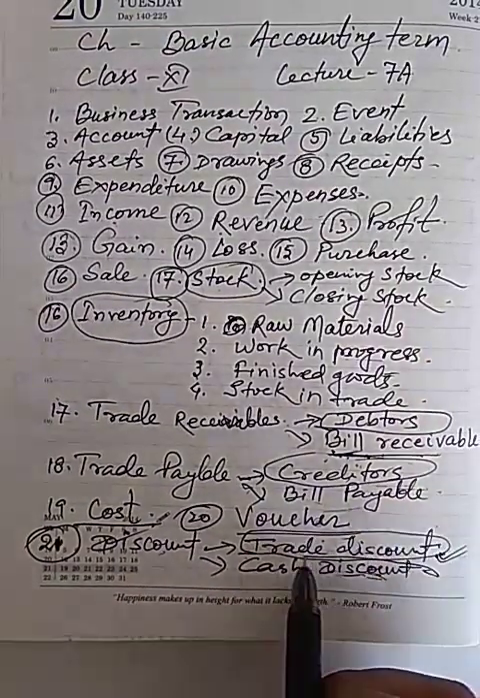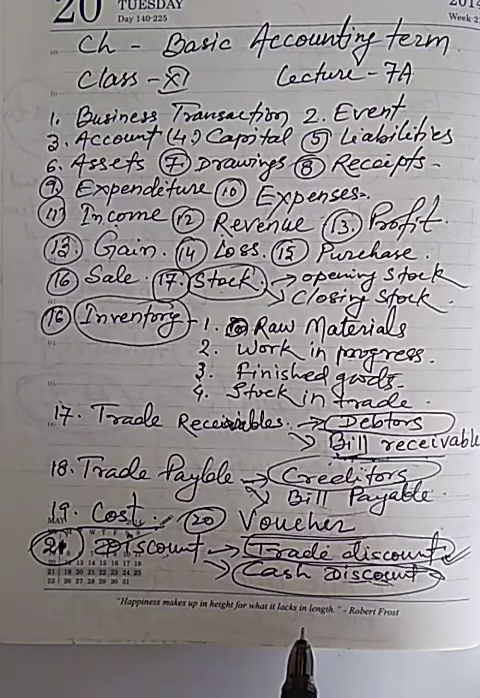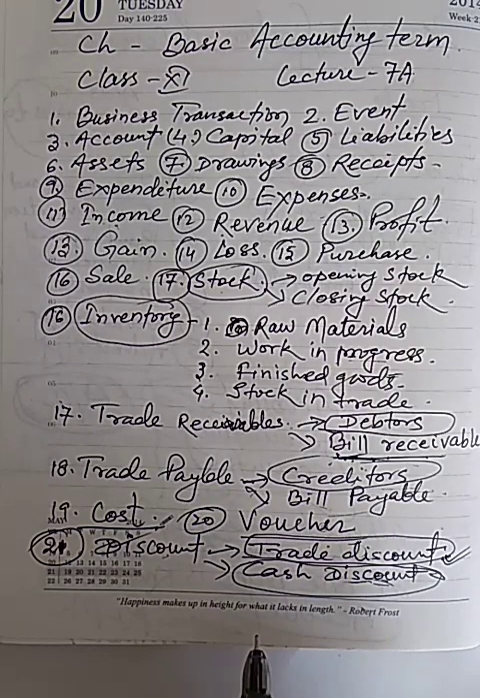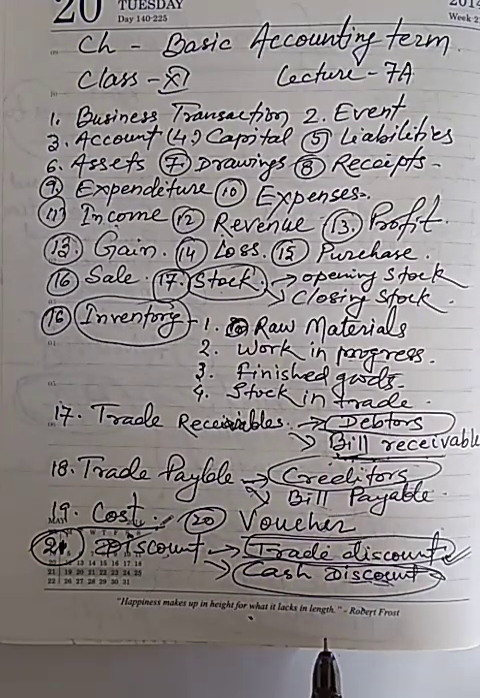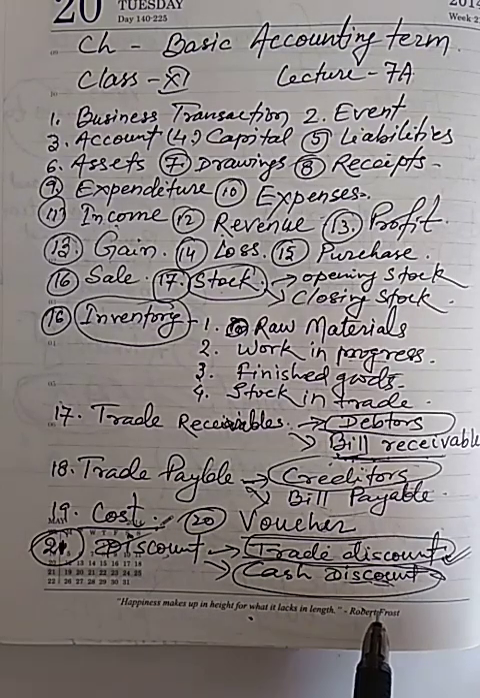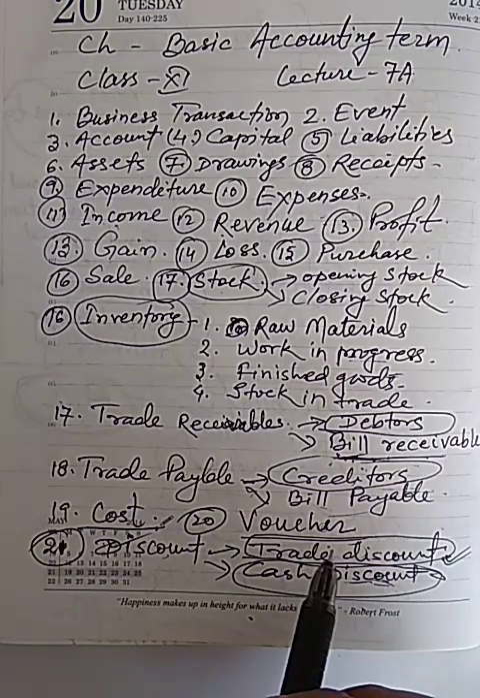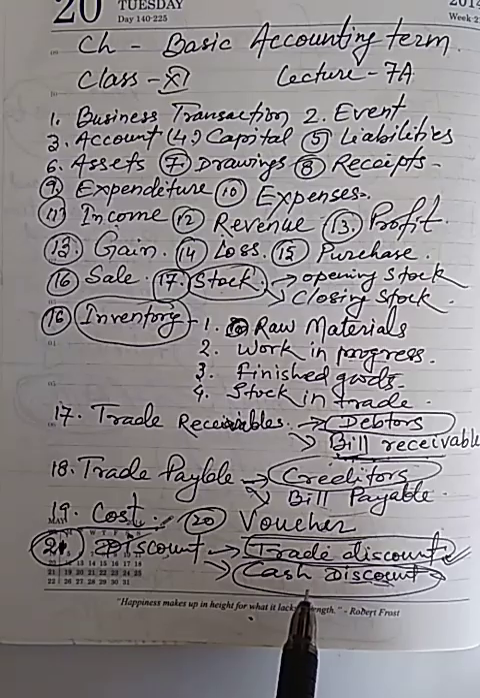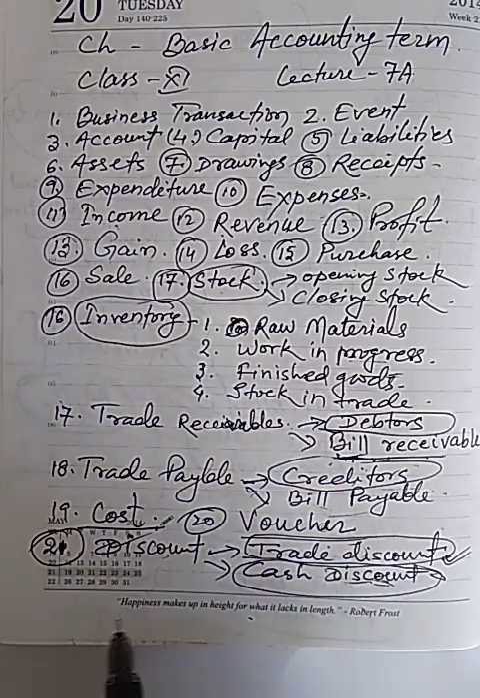But cash discount is given to customer for quick payment. For example, if seller allow 2% discount for payment within a week, it will be called cash discount. It is always recorded in the books of account, but trade discount is not recorded in the books of account. Now next thing is GST.